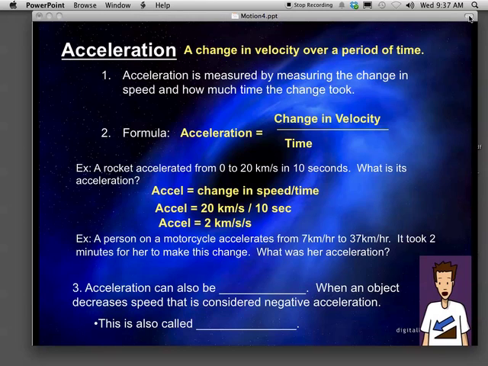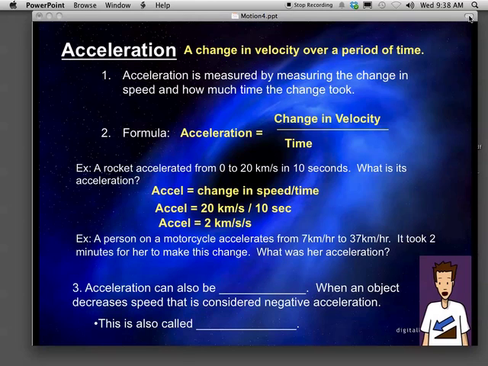All right, another example. I don't have this one solved on the overhead. A person on a motorcycle accelerates from 7 kilometers per hour to 37 kilometers per hour, and it took 2 minutes. What was her acceleration? Again, the difficult part is the units on these problems. Look at the problem.